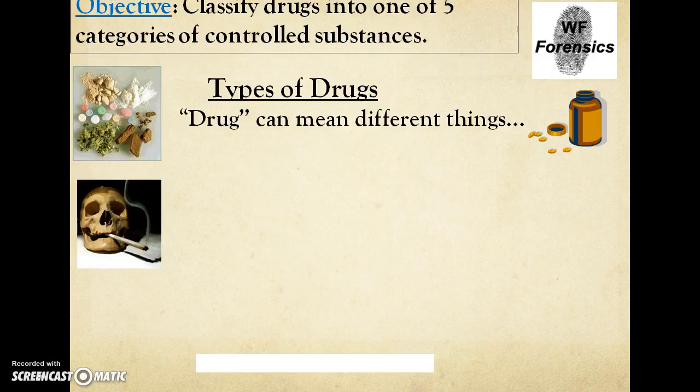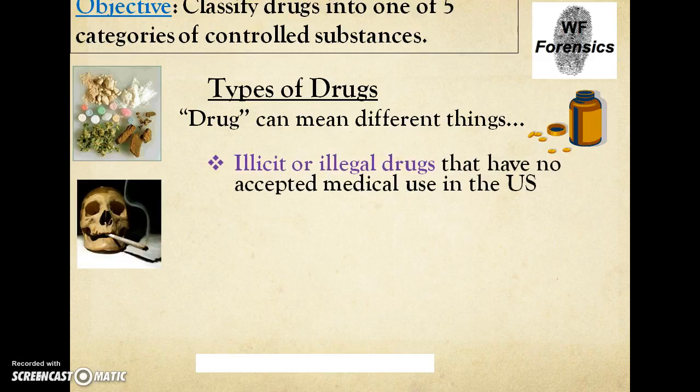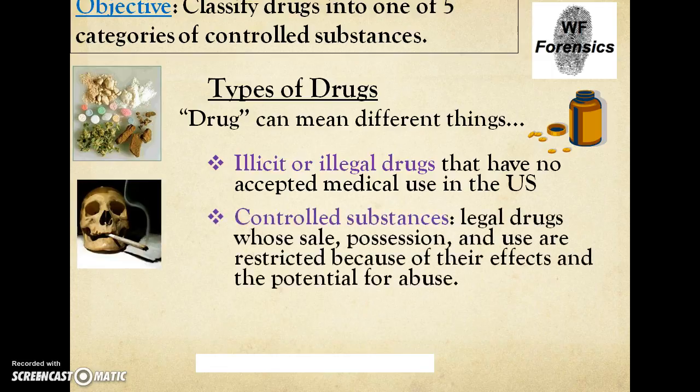Before we do, you need to know that a drug could basically mean two different things. The first one is it could be illicit or illegal. That just means that there is no accepted medical use in the United States. So that would be something like heroin. Okay? Then you have controlled substances. Controlled substances are legal. Okay?